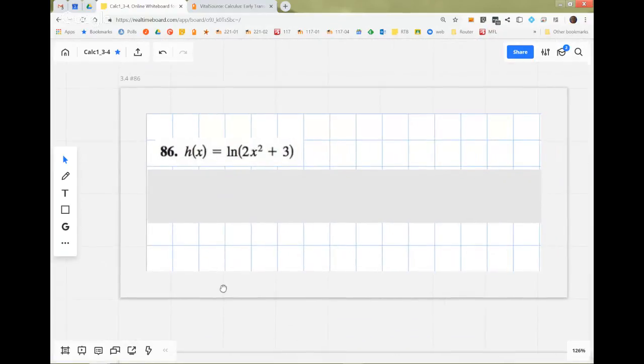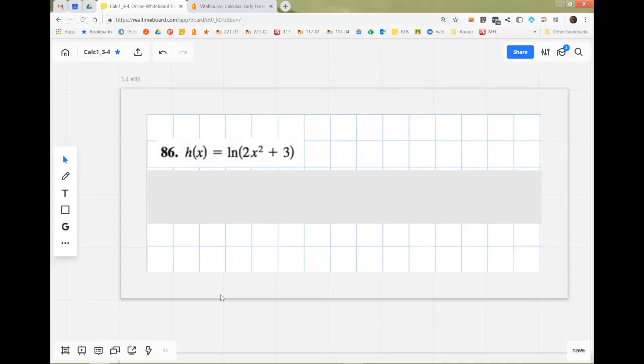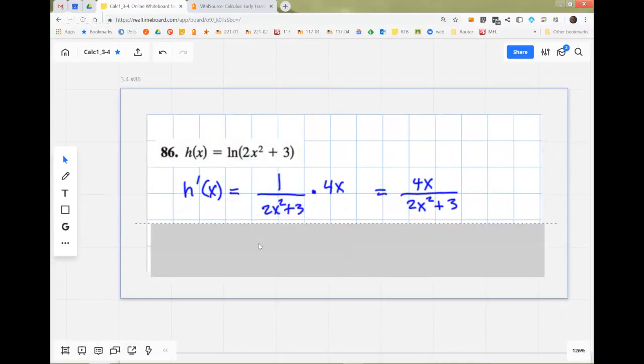Number 86: natural log of 2x squared plus 3. Well, what do you do with a natural log? 1 over that thing, and then use the chain rule. And that's exactly what I did. So 1 over that thing you're taking the natural log of, 2x squared plus 3, times the derivative of 2x squared plus 3, which is 4x. So that one's not very difficult, but you've got to remember how to do the derivative of a natural log.